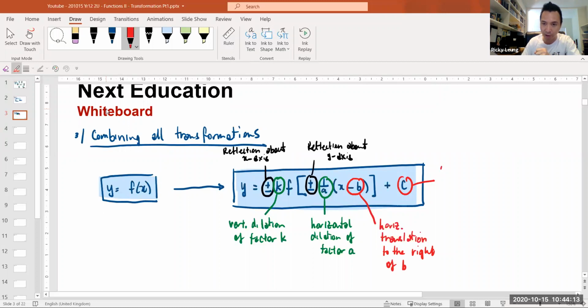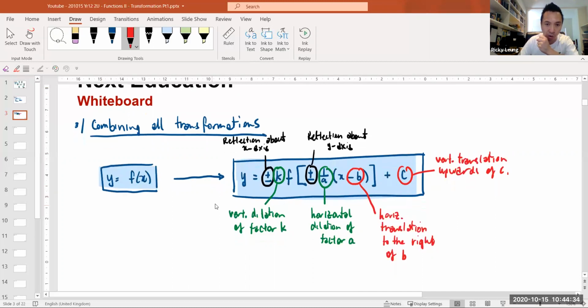And this one here, vertical translation. Now, if it's plus C, it'll be upwards of C. So that captures all 6 transformations at the same time.